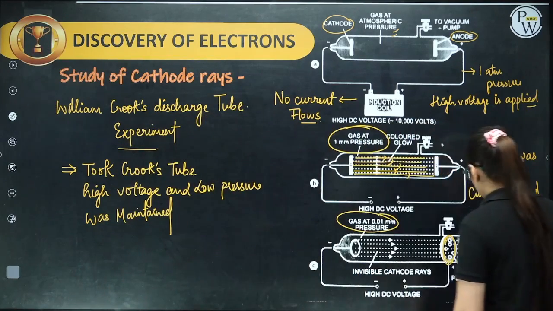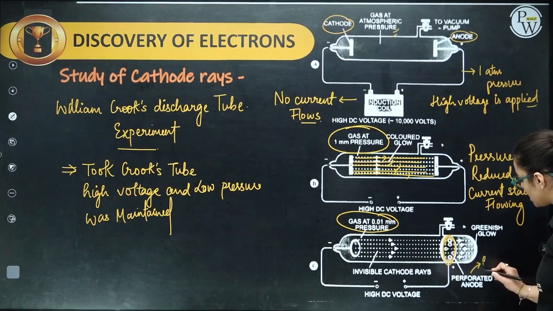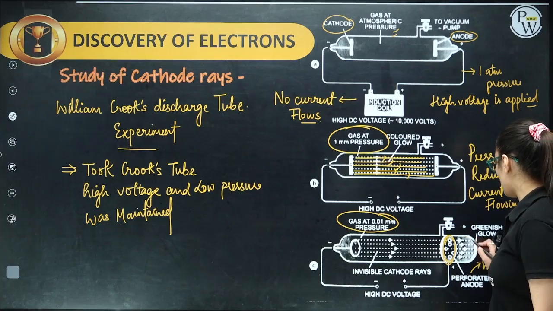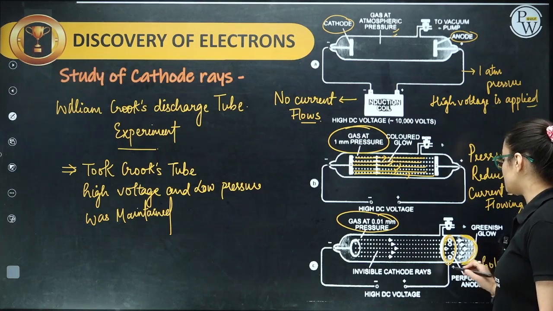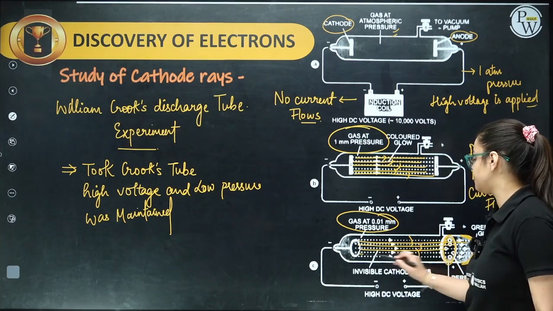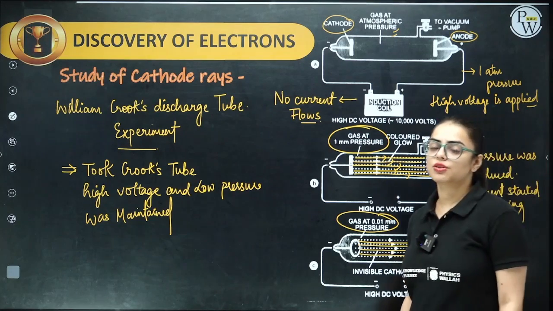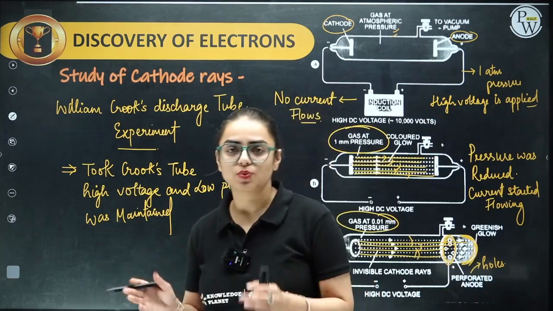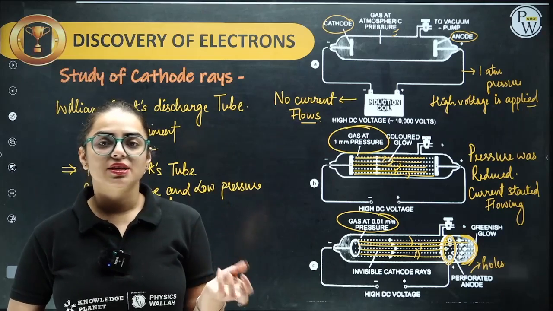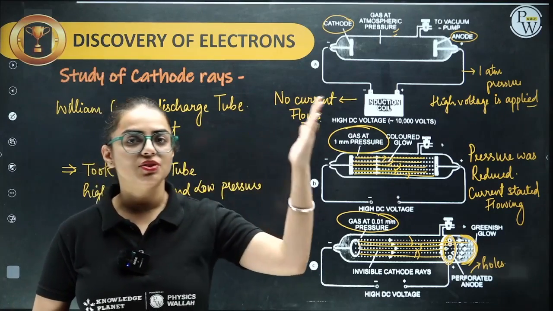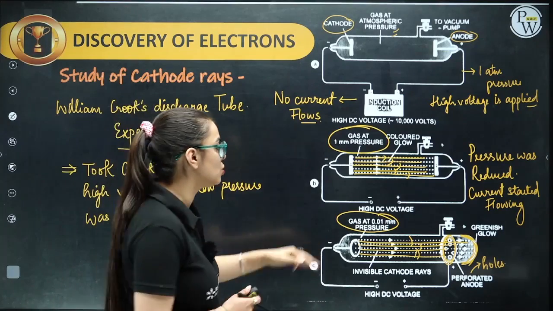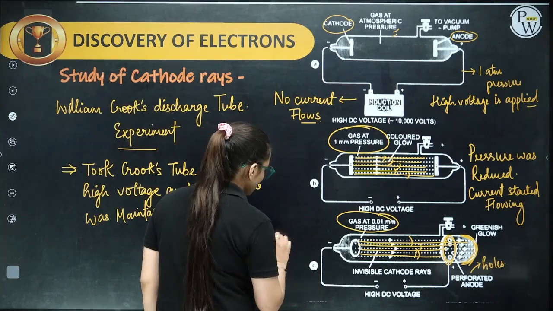Ma'am, what do you refer to as a perforated anode? The anode which has holes in it. Okay, and we saw that a greenish glow was observed when the rays were moving from cathode towards anode. These cathode rays were traveling with so much speed that they were not visible to us. So what we did is we kept a perforated anode, and the rays traveled from one end towards the other end, and when they hit the surface, it produced a greenish glow over here. So over here, a greenish glow was seen.